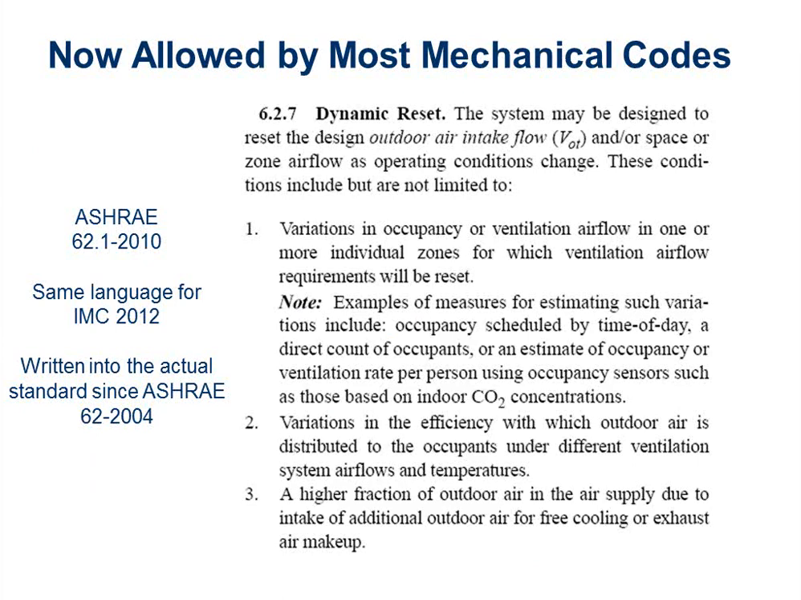So this is ASHRAE 62.1 2010, which is identical to IMC 2012. This language has not really changed in the past 6 years. This is specifically allowing you to change the ventilation rate for a demand control ventilation system and reduce the outside air below the normal code minimum. And then in number 1, in the example, it specifically cites CO2 as the main method to do that dynamic ventilation. It's called dynamic reset in the code.